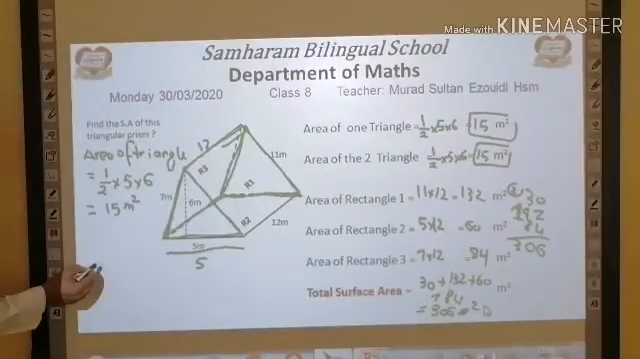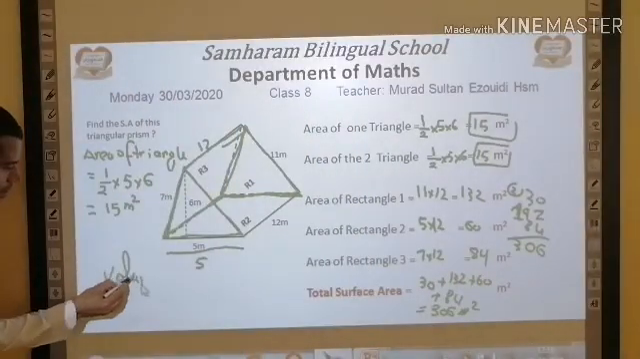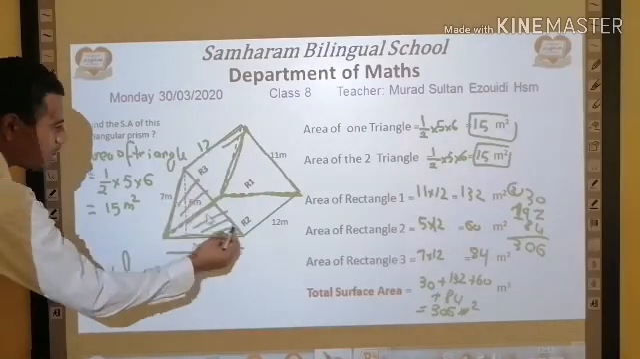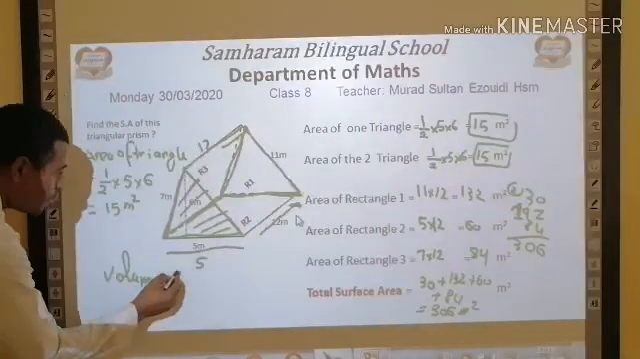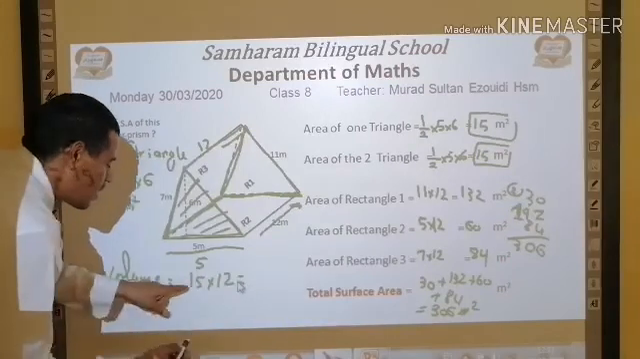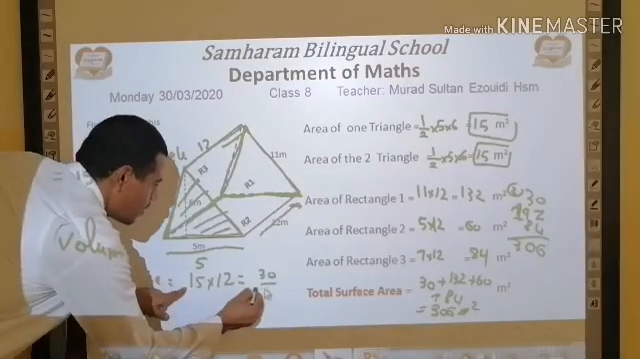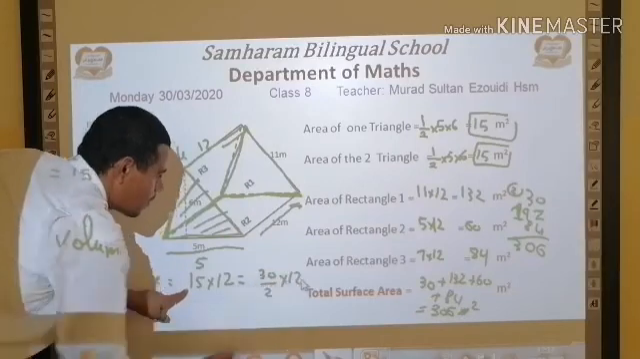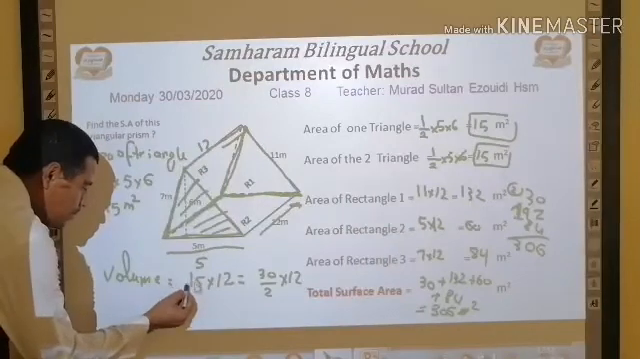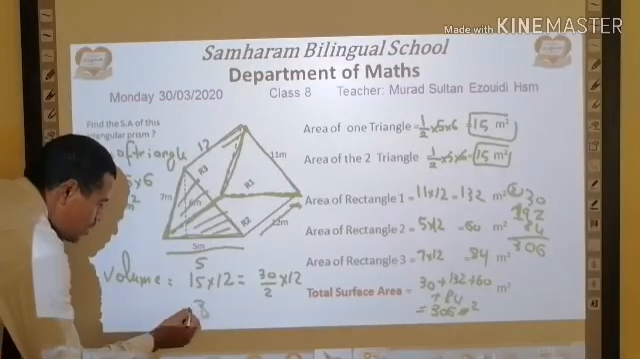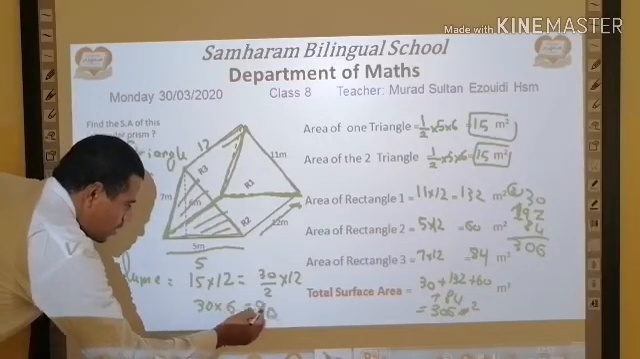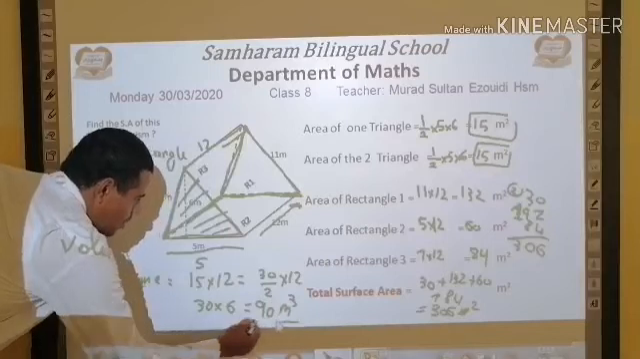But about the volume, equal what, my kids? Equal the area of this triangle multiplied by 12. So it will be 15 multiplied by 12. I can write 15 as 30 divided by 2, then multiply by 12. Half of 30 is 15, or half of 12 is 6. It will be 90 meter cube. This is the volume.